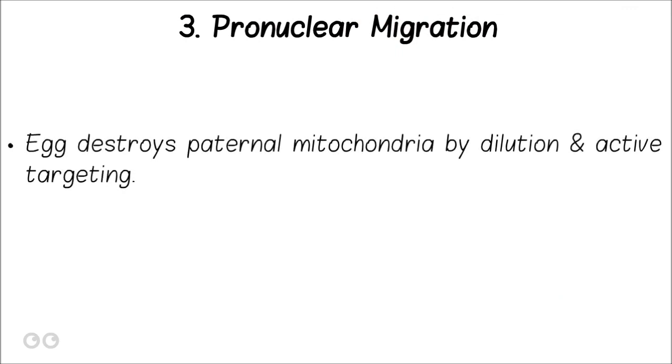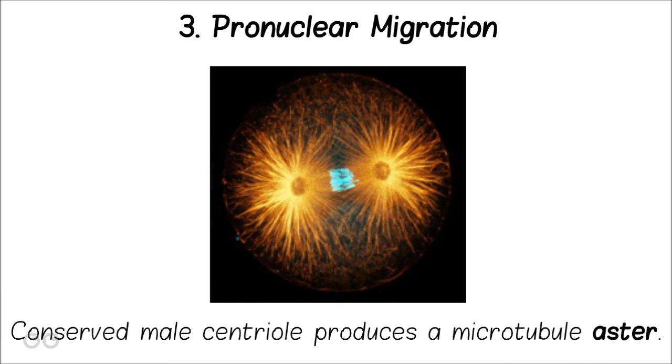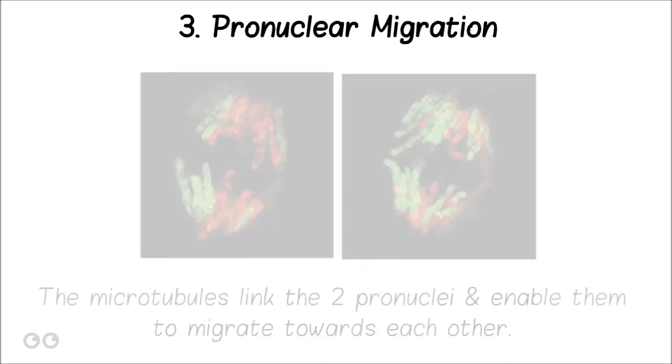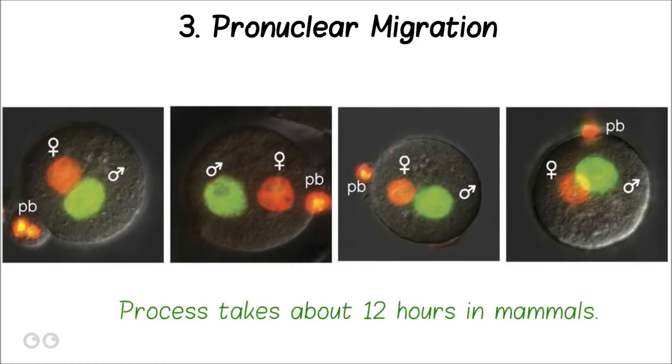The egg appears to destroy the paternal mitochondria by dilution and active targeting. The centriole accompanying the male pronucleus, however, is conserved and produces a star-like arrangement of dozens of microtubules from the protein stored in ooplasm, called an aster. The microtubules link to the two pronuclei and enable them to migrate towards each other. The process of pronuclear migration following fertilization takes about 12 hours in mammals.